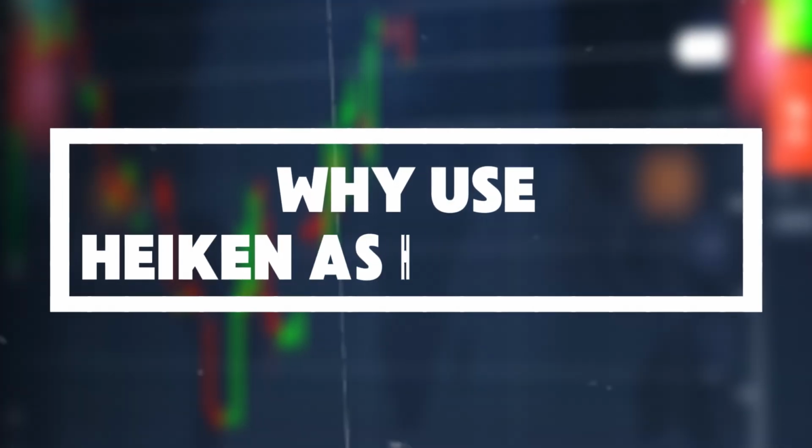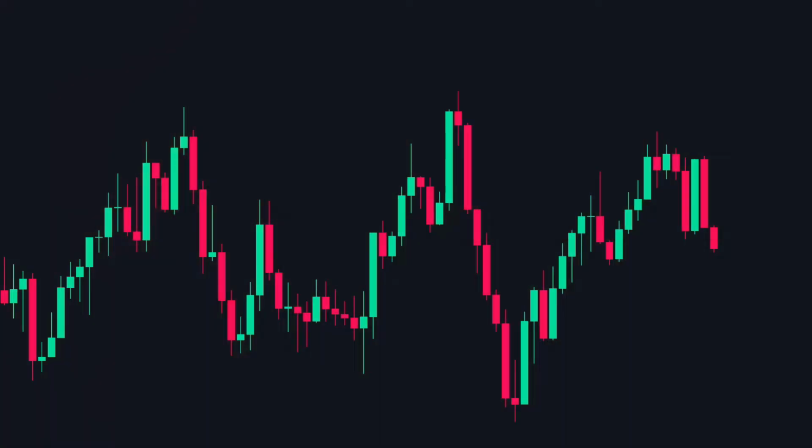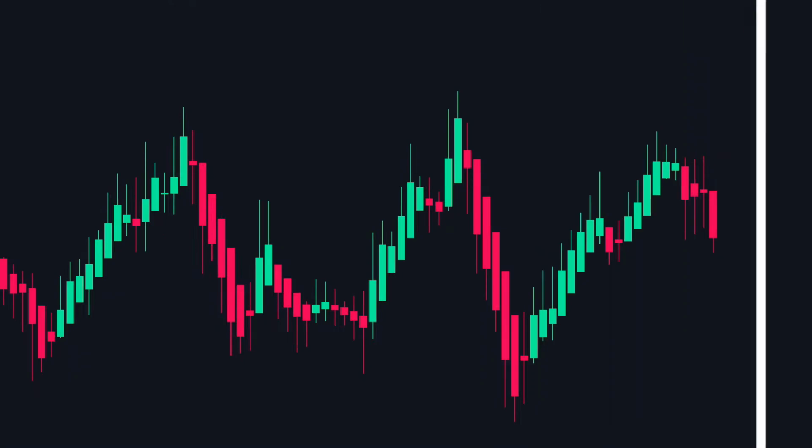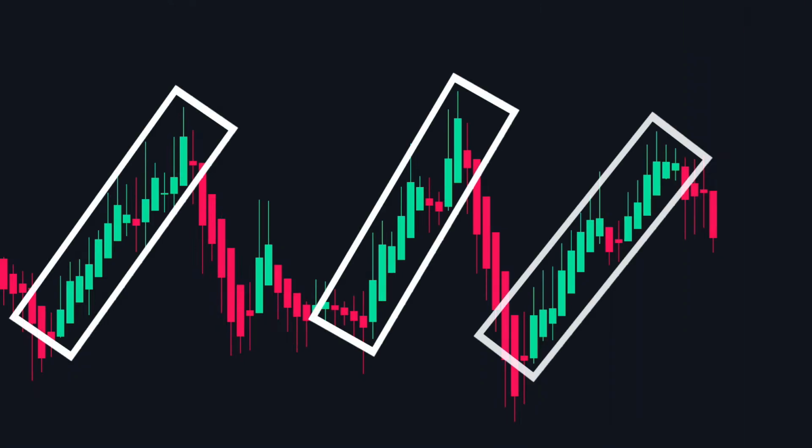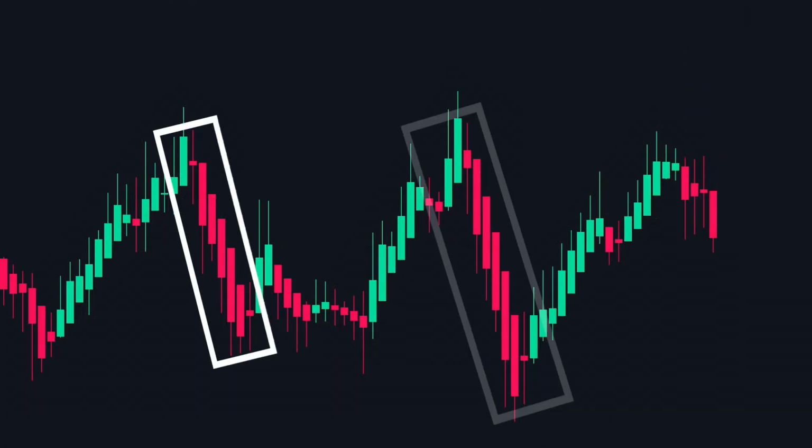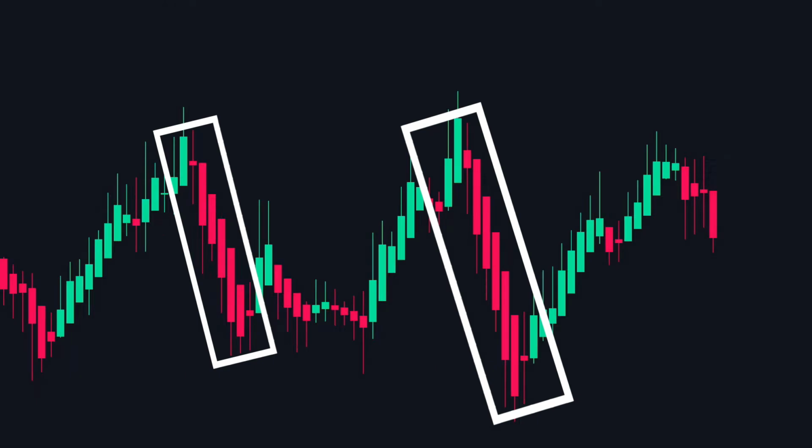Why use Keiken candles? Picture this. You're looking at a traditional candlestick chart, and it's an alternating mess of red and green. Now switch to Keiken. The erratic ups and downs give way to longer streaks of consistent color, making trends much easier to spot. That's the power of Keiken.